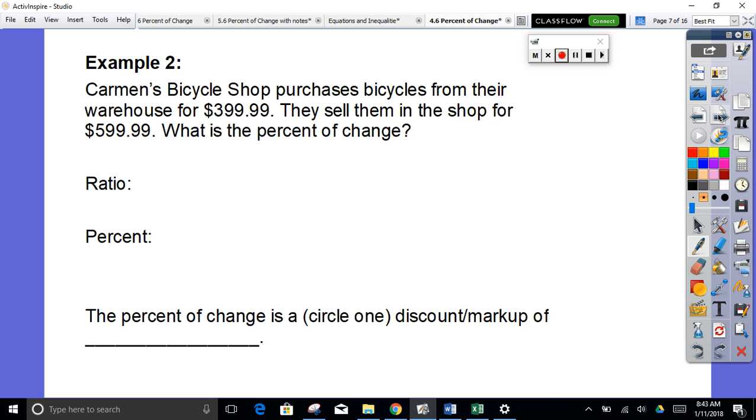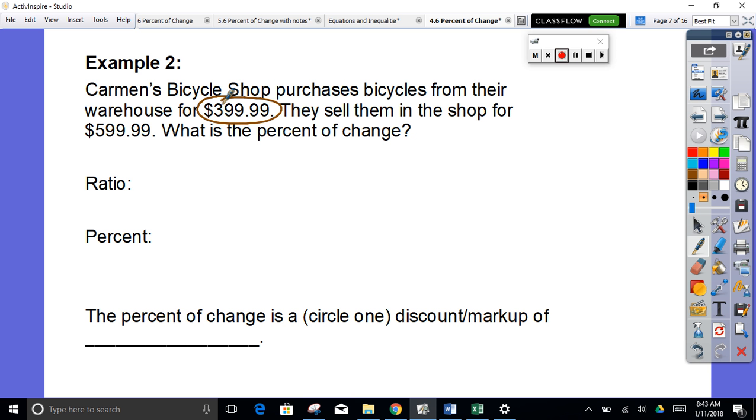Okay, let's look at example 2. It's very important to make sure you know what the original amount is, because if you label your numbers improperly, you are not going to get it right, most likely. All right, Carmen's Bicycle Shop purchases bicycles from their warehouse for $399.99. They sell them in the shop for $599.99. What is the percent of change? Grace, which number is the starting amount up there? 399. Okay, good.